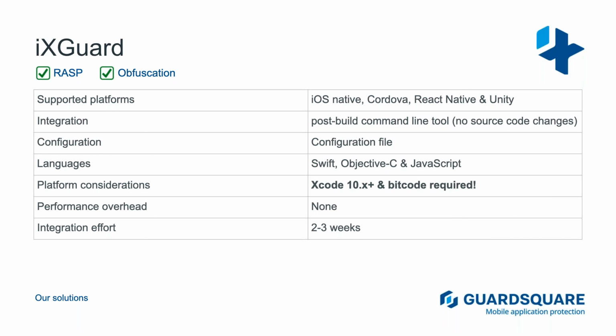The languages we currently support are Swift, Objective-C, and JavaScript, and there are two platform considerations that you need to take into account. We need you to use a recent version of Xcode, Xcode 10.x or later, and bitcode is required for your own source code and preferably as many libraries as possible. The performance overhead is none if you apply the protection to only the security sensitive parts of the application. And again, just as with DexGuard, the integration effort is about 2 to 3 weeks for new users.